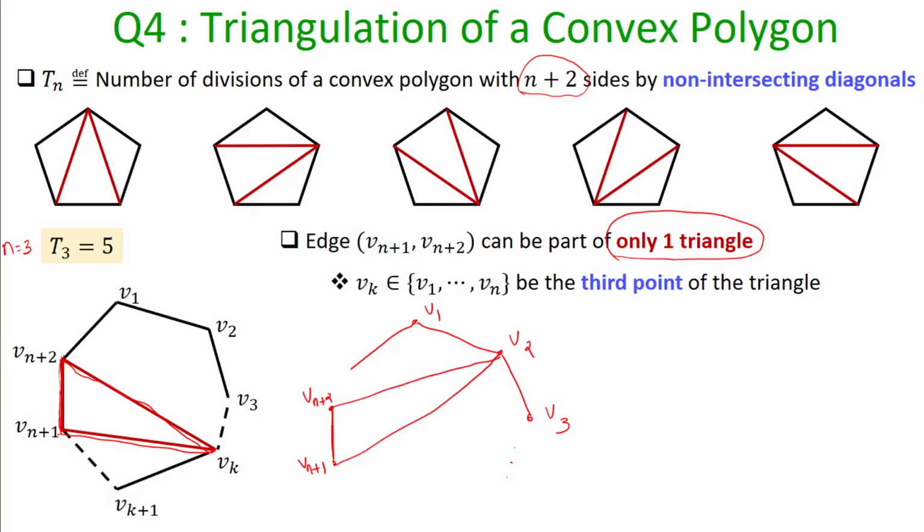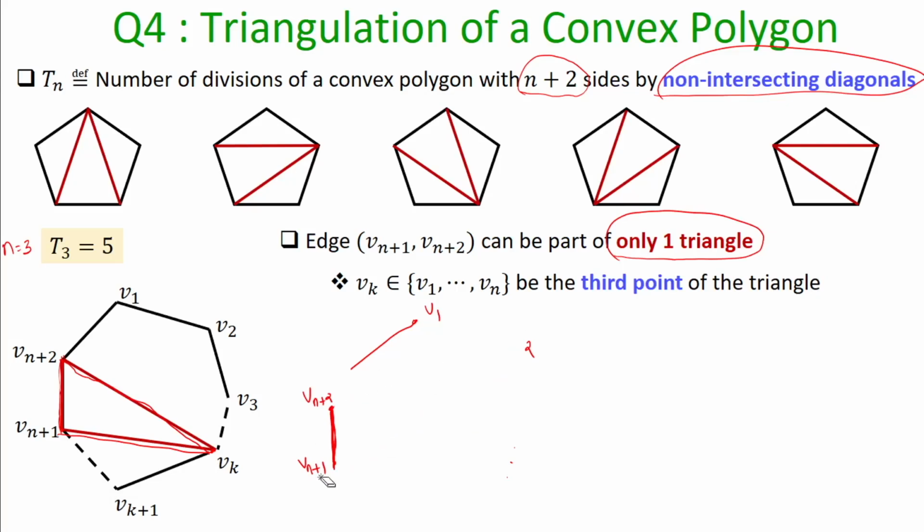But even in that case, this edge Vn plus 1, Vn plus 2 can be part of only one triangle. It can't be part of multiple triangles, because we are interested in doing the triangulation using non-intersecting diagonals. So I will be dividing my problem into smaller problems depending upon the third point or the third vertex of the triangle involving the edge Vn plus 1, Vn plus 2.